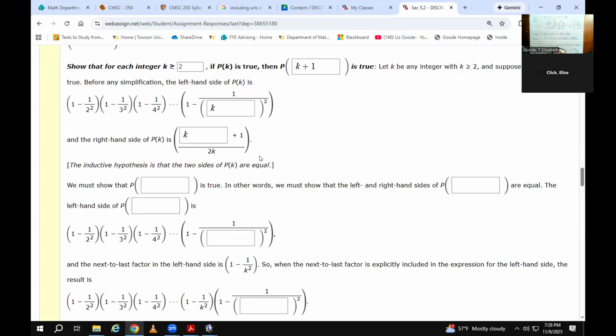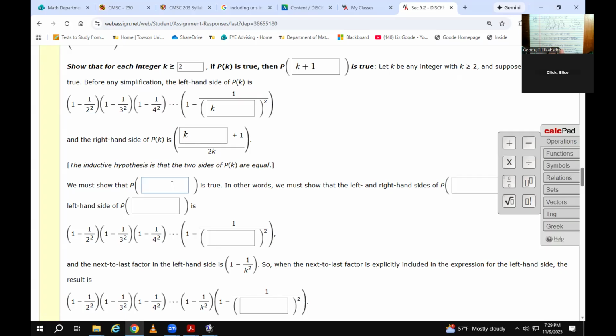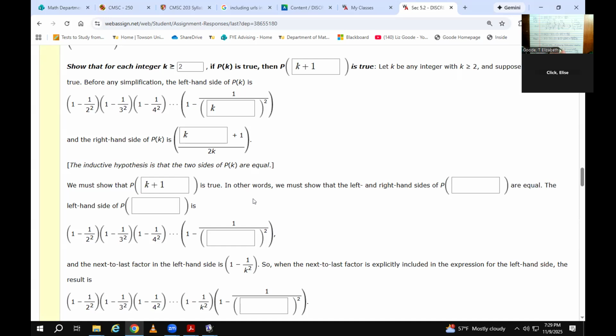So we're going to assume that this big product actually turns out to equal K plus 1 over 2K. We're going to assume that that's true. Now, we must show that we can step up. In other words, we must show that what is true? P of K or P of K plus 1? K plus 1. We assume P of K is true, and then what we always try to do is show P of K plus 1 is true. That's what we have to show.